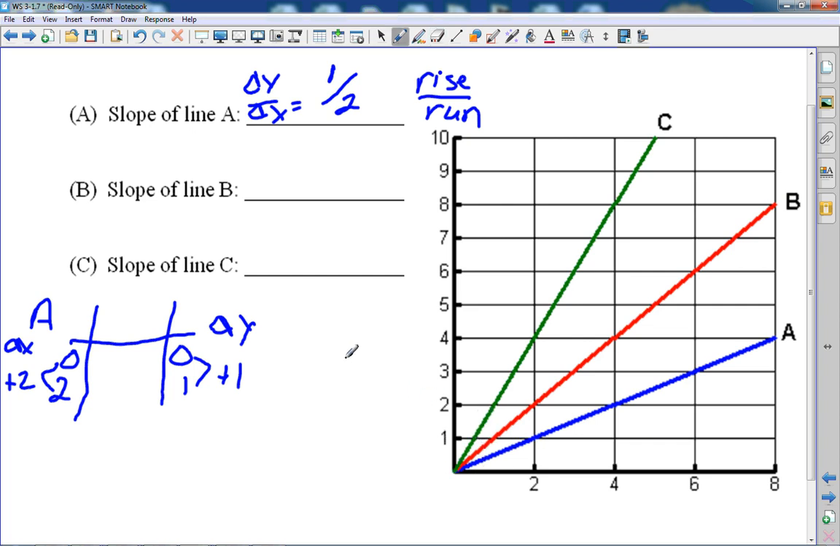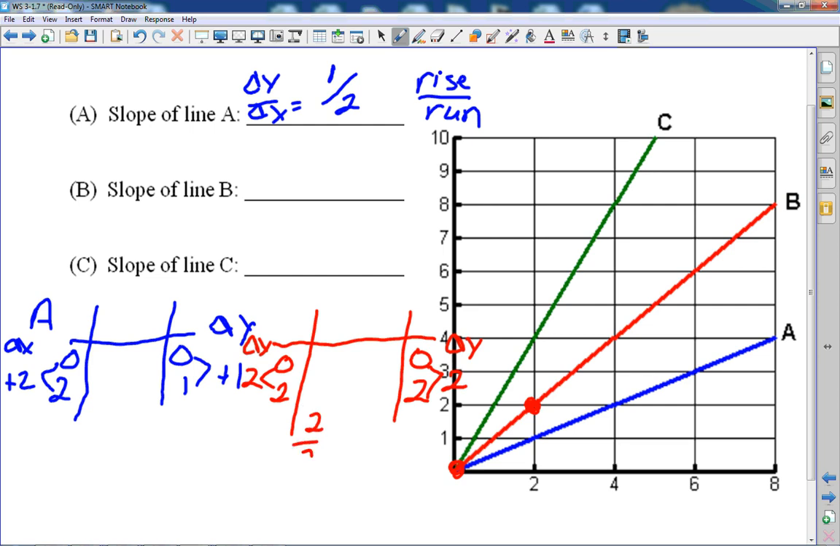Let's look at line B. So there's my table. I'm starting here at 0, 0. Now I'm going to the next point. I'm going to this point right here. That point is 2, 2. You can now do delta y over delta x. See, this is 2 and 2. So I have 2 over 2. Right here, look. Up 2 and over 2. 2 divided by 2 is 1. So my slope is 1.